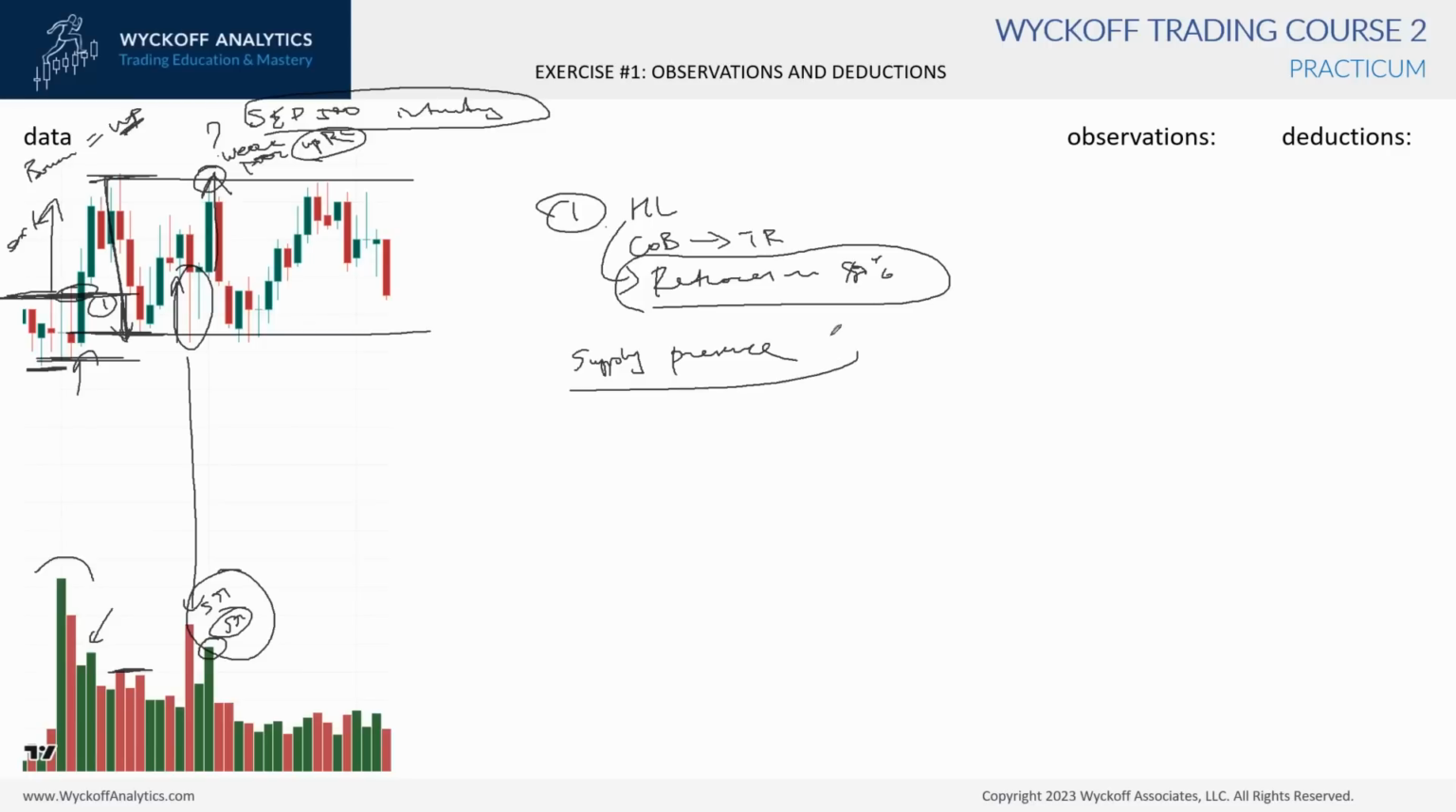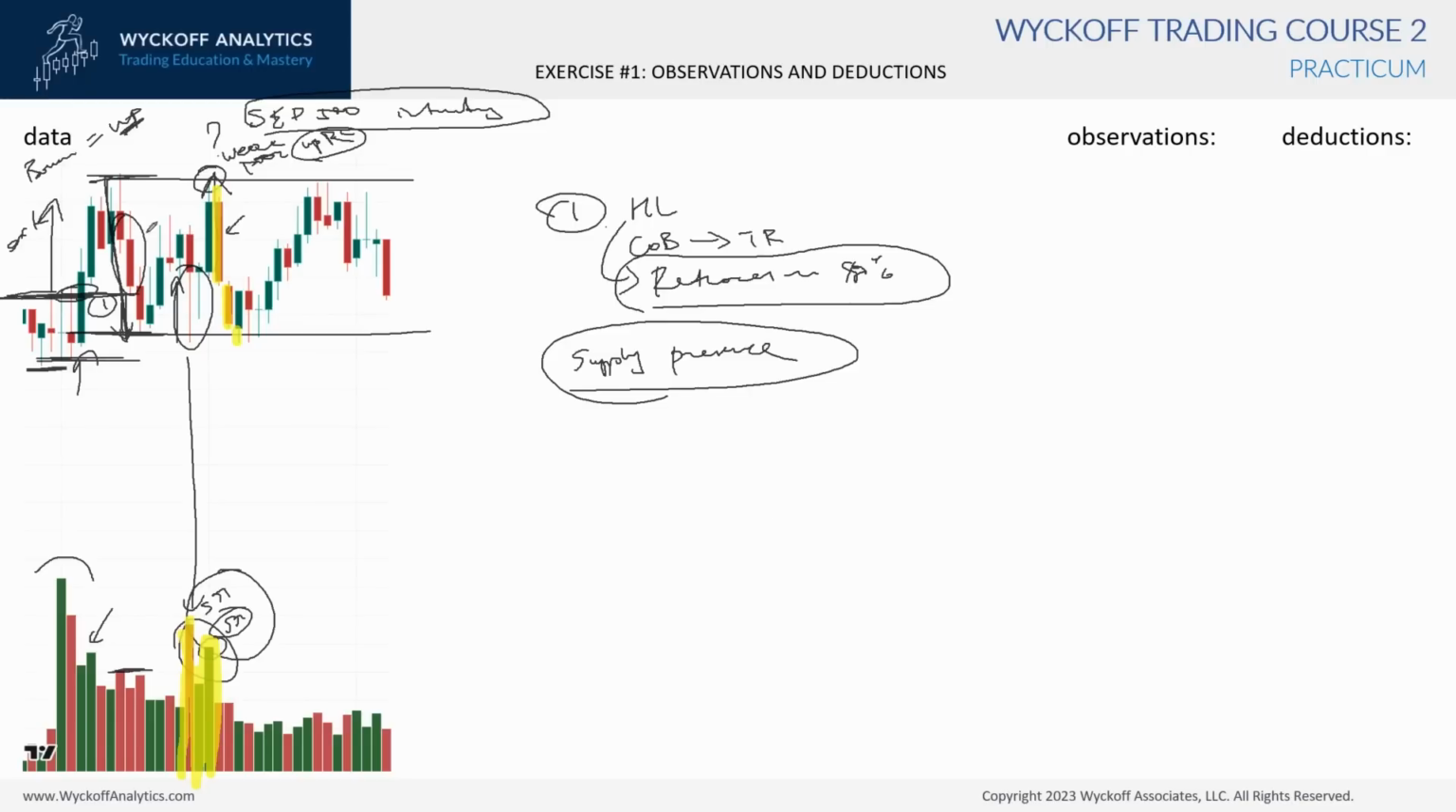Okay, now that we see the presence of the supply, let's see what it does. Once the supply has occurred in this area right here, the 3 supply bars, we are producing what out of that? We are producing this and this. How would we characterize this bar right here? What can we say about that? Change of behavior bar? Yeah, it could be.